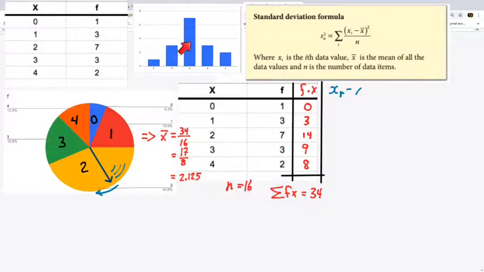Which makes sense when you look at the graph. Most of our data fall at 2. It makes sense when you look at the spinner. It makes sense that mostly we're going to land around 2.